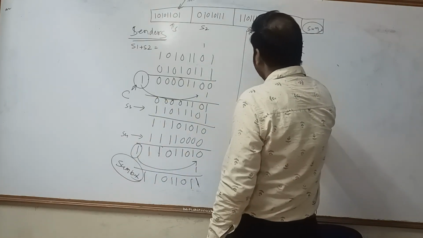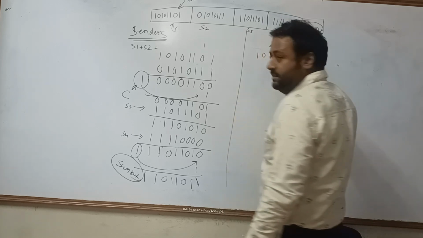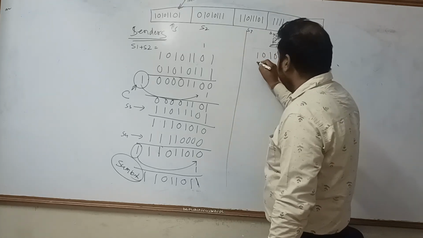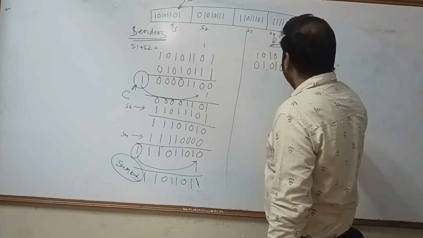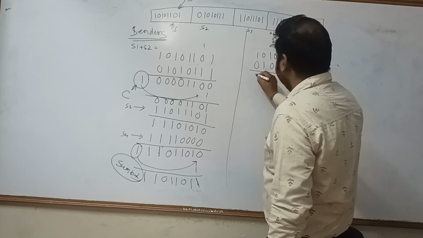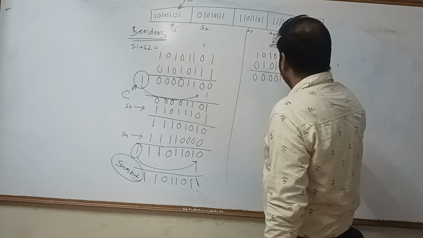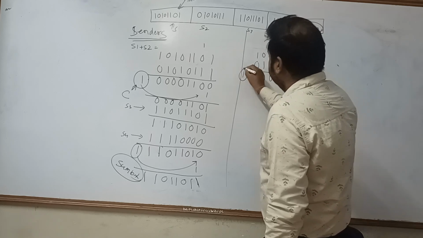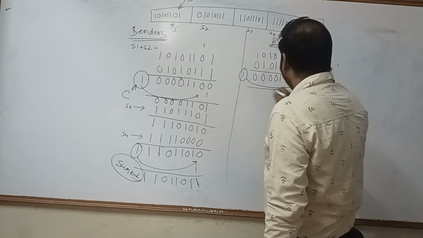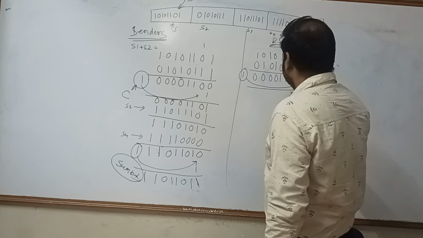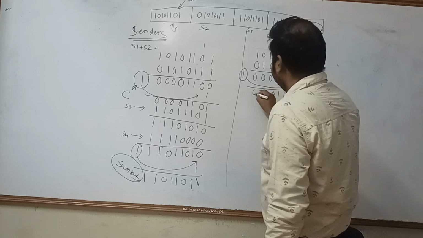So what is our segment 1? This is 1, 0, 1, 0, 1, 1, 0, 1. What is our segment 2? This is 0, 1, 0, 1, 0, 1, 1. The summation was 0, 0, 0, 0, 1, 1, 0, 0, and here the carry is 1. This carry is to be added here. So what we will get? This is 1, 0, 1, 1 and 4 times 0.